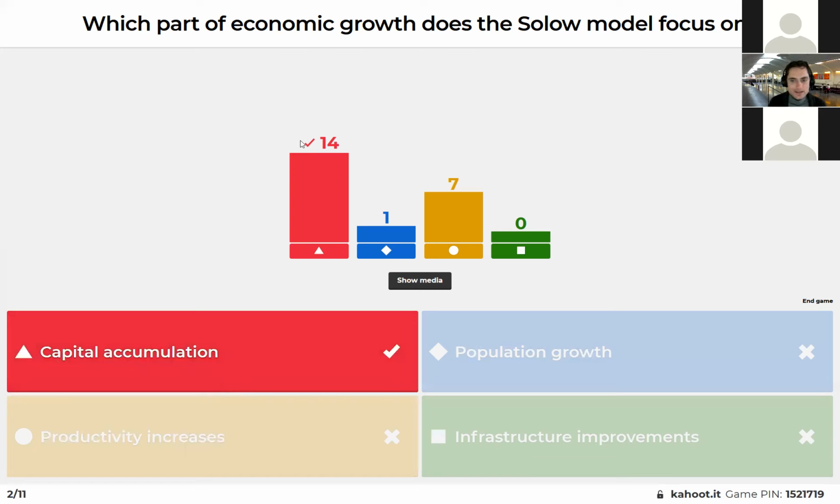is that technological growth in these models is just exogenous. It's something that we assume. So it's sort of not the interesting part of the model. The interesting part here is how savings get turned into capital and how growth rates change along the transition path from sort of an initial capital stock to your long run steady state. So that's why capital accumulation, I think, is the best answer here. But I can see some logic behind productivity increases.